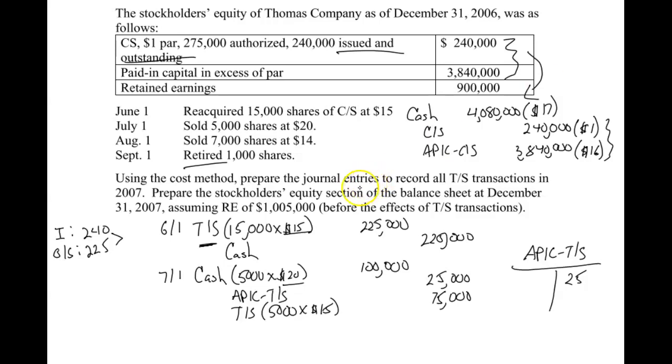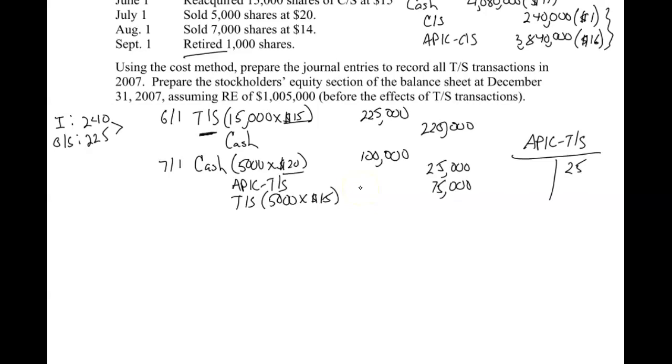Let's scroll down a little bit here. Now I'm going to sell 7,000 shares. Oh, real quick, let's come back over here to issued and outstanding. Issued is 240. Once again, the only time we change the issued shares is when we issue more or when we retire shares. That's the only time. Outstanding, we just sold 5,000 back, which means there's now 230,000 shares in the hands of our shareholders.